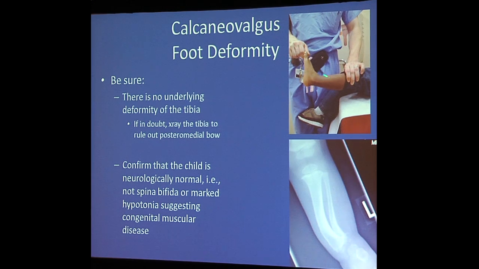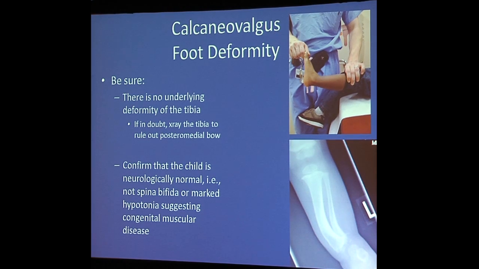He was an African child who was sent in for evaluation of his clubfoot, because everything is generically a clubfoot. And you can see he's got this bowing. It's not the foot, it's the tibia, and that's his x-ray. So make sure it's not the tibia that's bent, okay? And also make sure the child is neurologically normal.